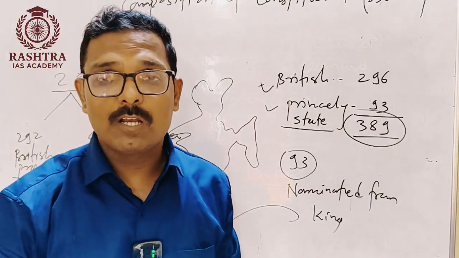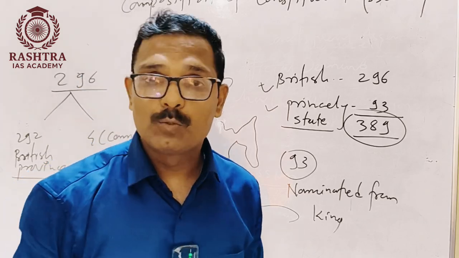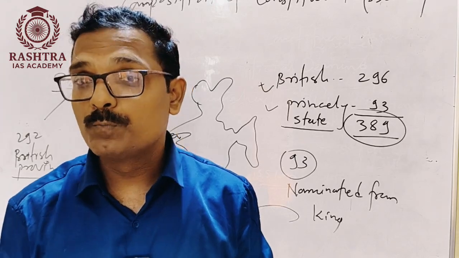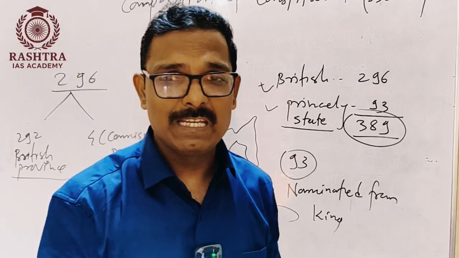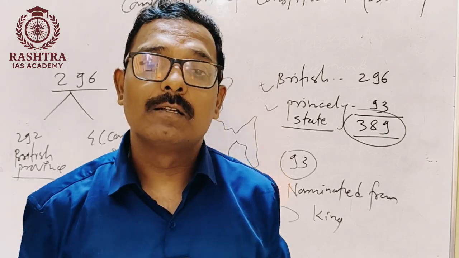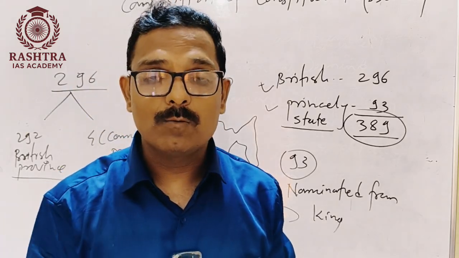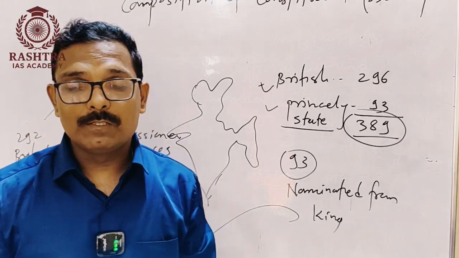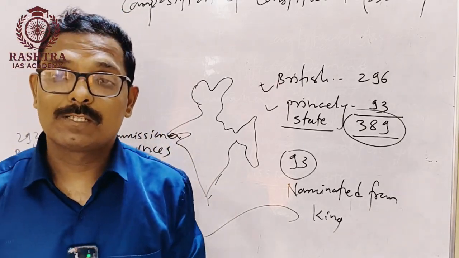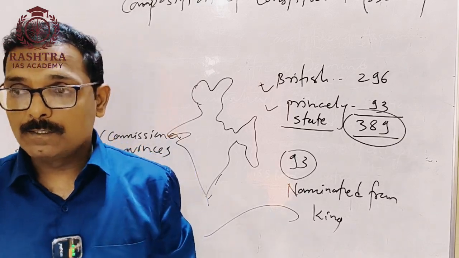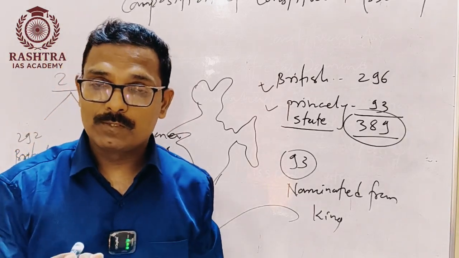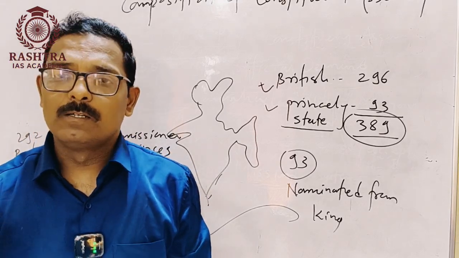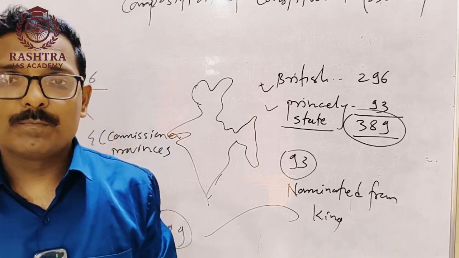So this is all about the composition of the Constituent Assembly. There was no adult franchise system at that time. Very few people, only about 10% of the country's population, had the right to vote, and this right was given on the basis of income. So 10% of people would be part of this election system of the Constituent Assembly. Those numbers were divided on the basis of religion: Sikhs, Hindus, Muslims, Christians and some other depressed classes were given membership on that basis.